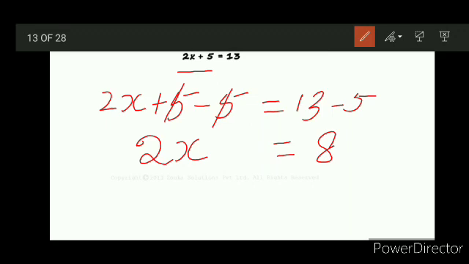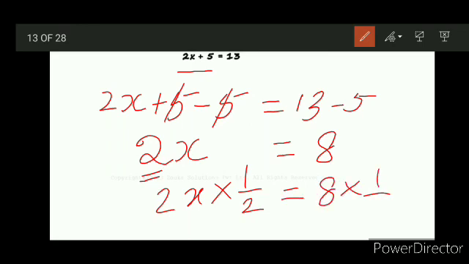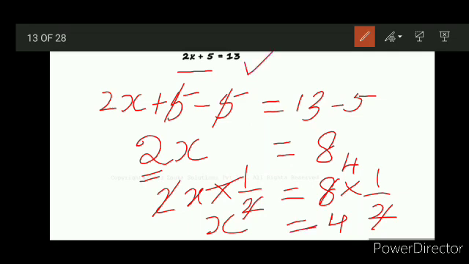Next, the number 2. We want to remove this 2. The 2 and x are in multiplication. We know that the multiplicative inverse of 2 is 1 by 2. So on both sides we should multiply by 1 by 2. 8 into 1 by 2: the 2 and 2 cancel, and 2 goes into 8 four times. So what remains on the left hand side is x into 1, which is x, and 4 into 1, which is 4. So x equal to 4 is the solution of this equation.